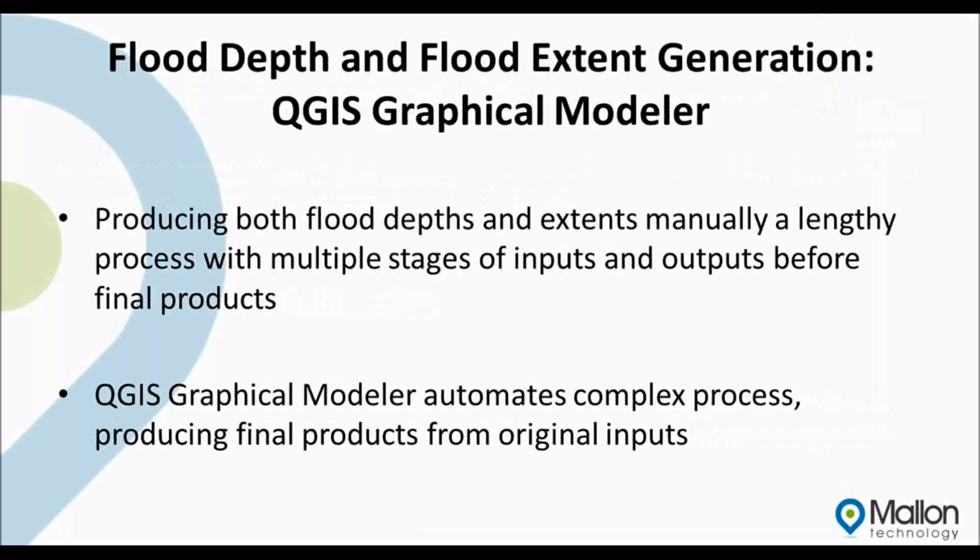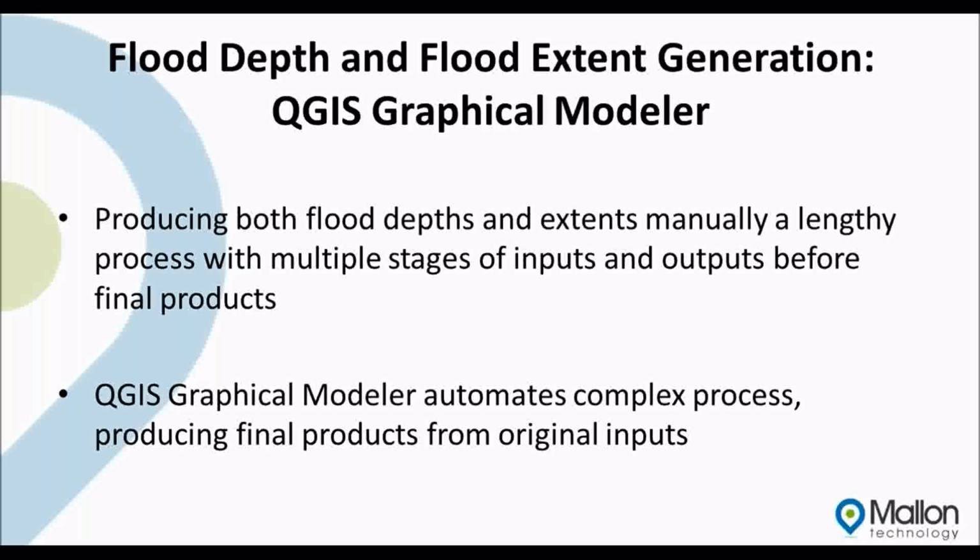So, flood depth and flood extent generation. The QGIS Graphical Modeler, this is where it comes into its own really. Producing flood depths and extents manually is a very lengthy process with multiple stages of inputs and outputs before final products. It's a very manual, laborious process. So the Graphical Modeler essentially automates this complex process of producing final products from original inputs.